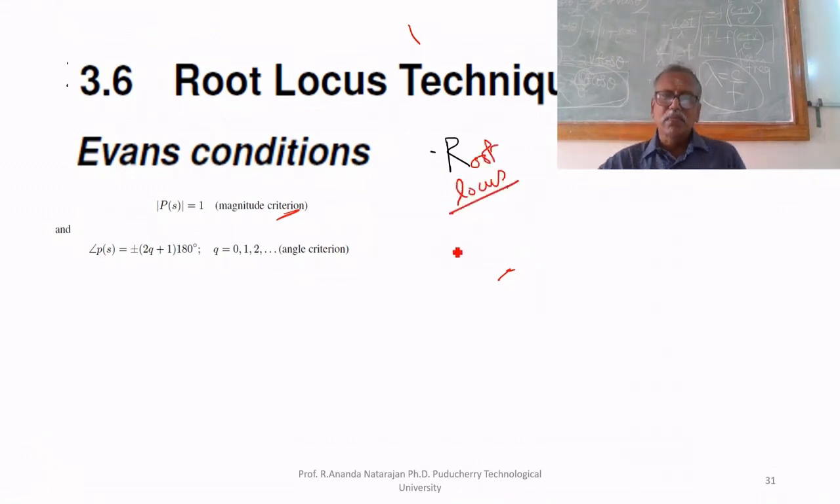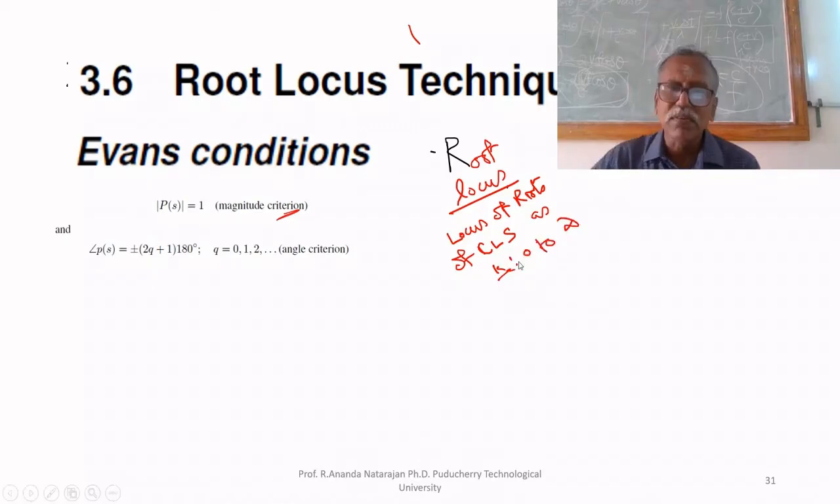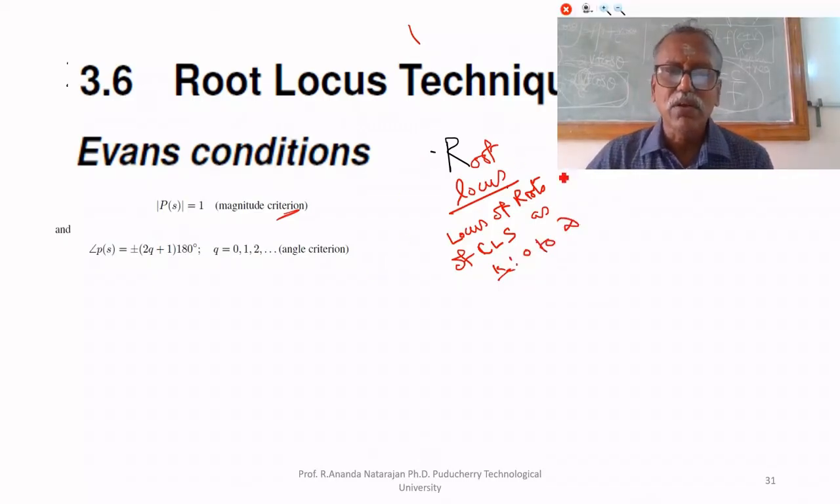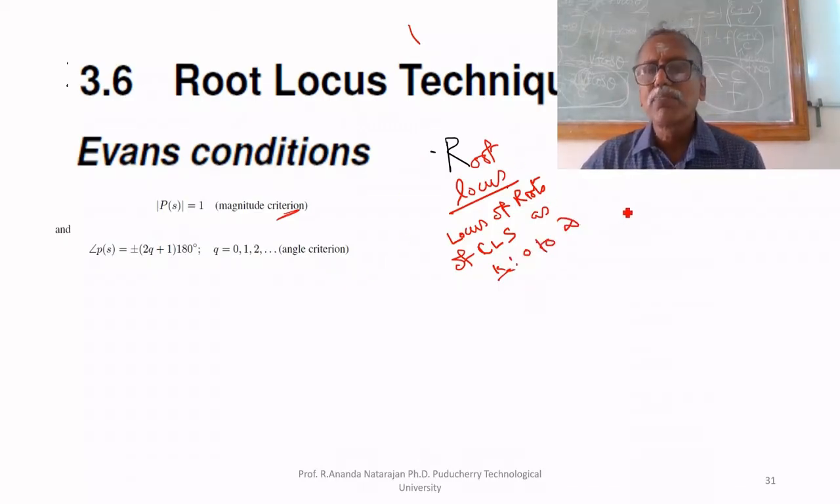Root locus means locus of roots of the closed loop system as k varies from 0 to infinity. That is called the locus of roots. Up to second order, we can easily find the roots and draw them. But even then, we have to find an infinite number of roots, and only then can we draw.